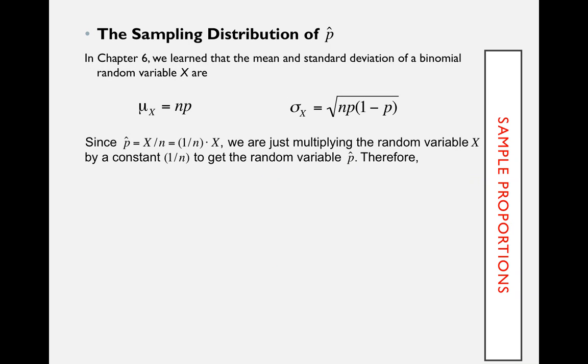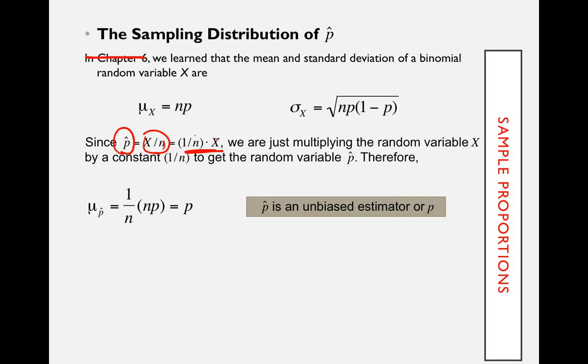Yesterday we learned that the mean and standard deviation for a binomial distribution are: mean n times p, and standard deviation the square root of n times p times 1 minus p. Our p hat value is just x, our binomial random variable, divided by n, which we can expand into 1 over n times x. So we can use this fact to calculate a mean and standard deviation for proportions just by taking our binomial formulas and multiplying by that scale factor of 1 over n.